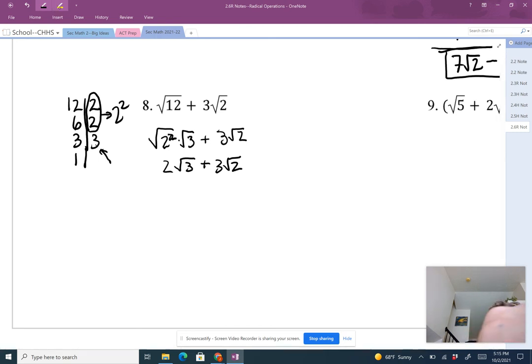And lo and behold, they're still not like radicals. We've got the square root of 3 and the square root of 2. Those are not like radicals, so these stay just like that. That is your final answer. So we go over here to number 9.